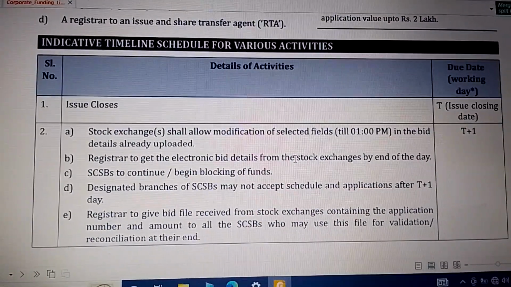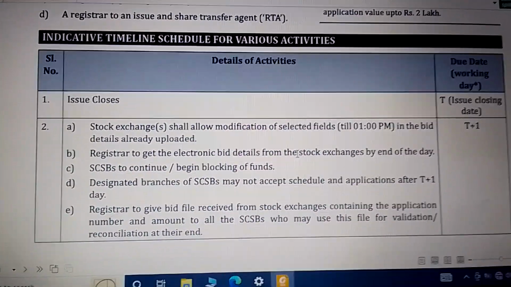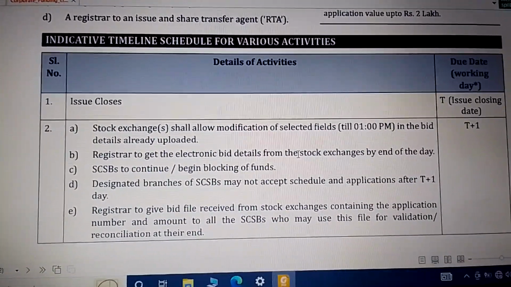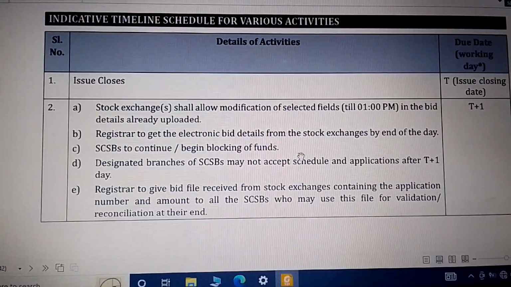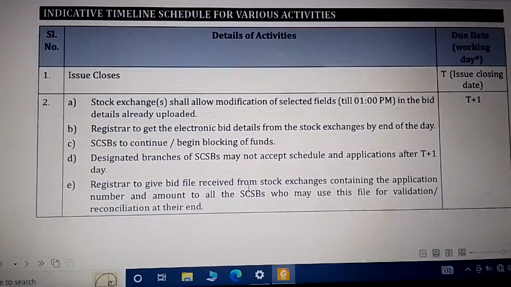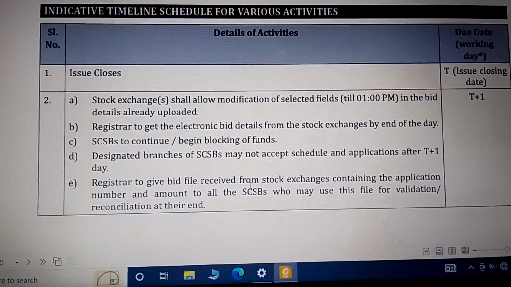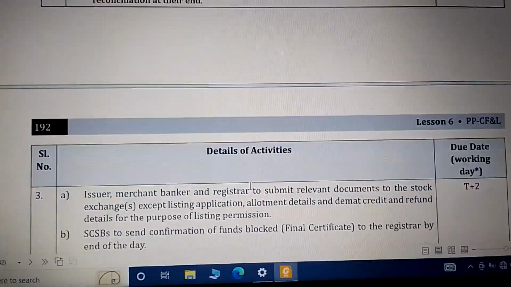SCSBs to continue blocking of the funds. Designated branches of the SCSBs may not accept schedule and applications after T+1 day. Registrar to give the bid file received from the stock exchanges, containing the application number and amount, to all the SCSBs, who may use this file for validation and reconciliation at their end.